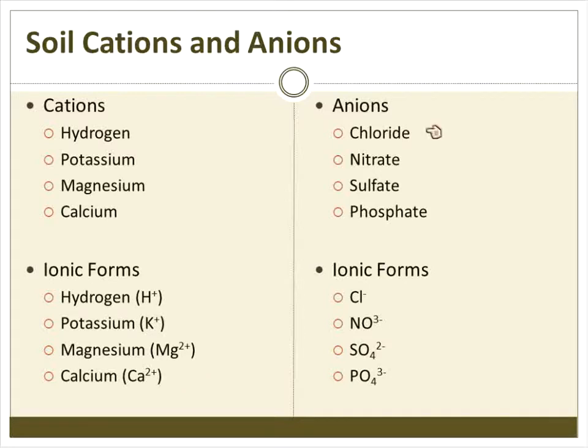Anions, things such as chloride, nitrate, sulfate, and phosphate, all have negative charges. Chloride with a 1-, nitrate with a 1-. There's actually a typo here. That should be NO with a subscript 3 and then a superscript minus. Sulfate 2-, and phosphate 3-. So how cations and anions behave in the soil is a function of the soil chemistry properties themselves.